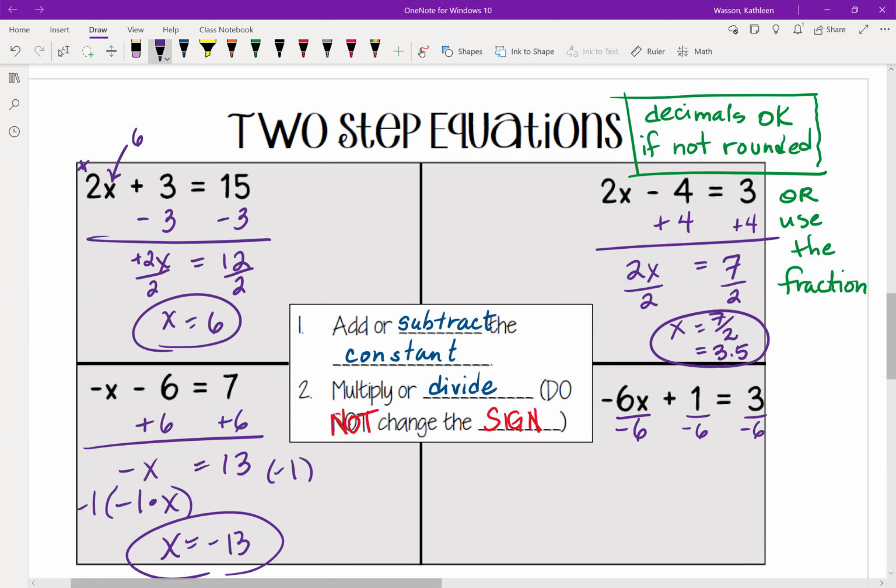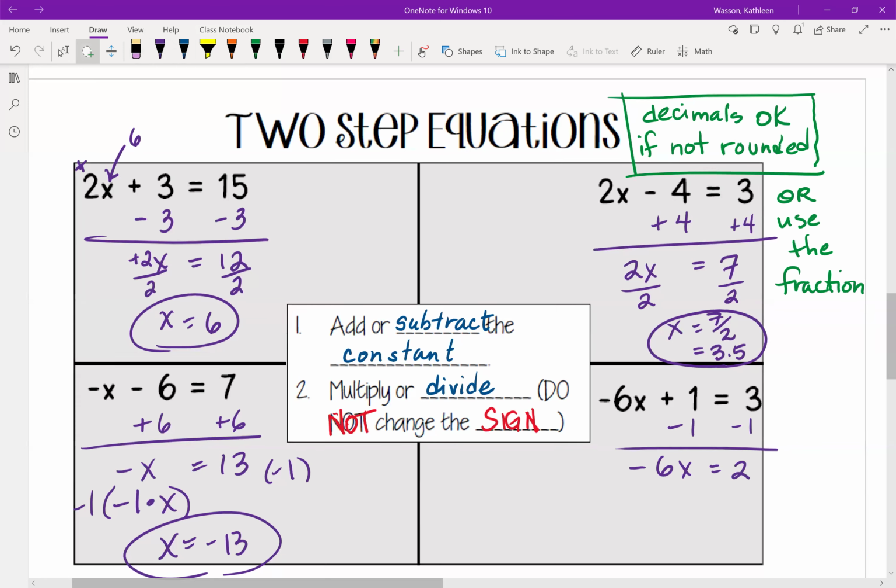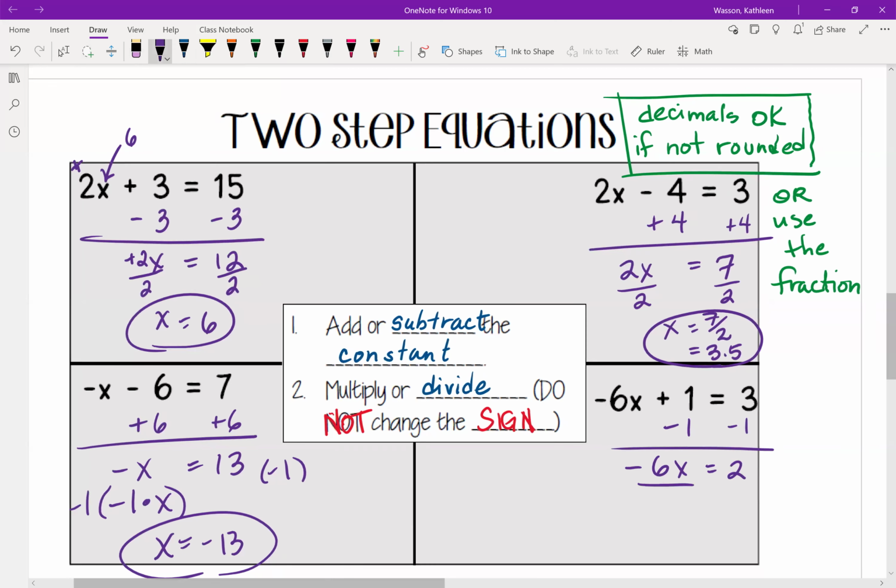Many people would rather not create fractions for themselves if that's not necessary. So that's why I give you the order of add or subtract first, and then multiply or divide. These are multiplied now, so I'll divide. This is negative. I won't change the sign. I'll have to divide by negative 6.